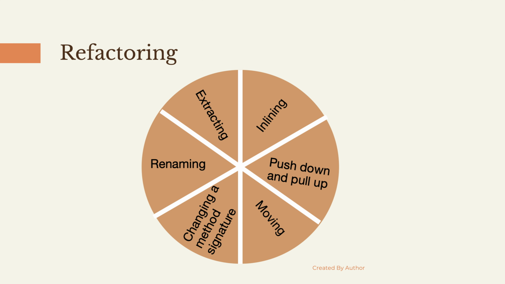There are various actions we can perform in refactoring the code. As listed in the diagram, the major ones are renaming, extracting, inlining, pushing down and pulling up, moving, and changing a method signature. Let's discuss each of them.